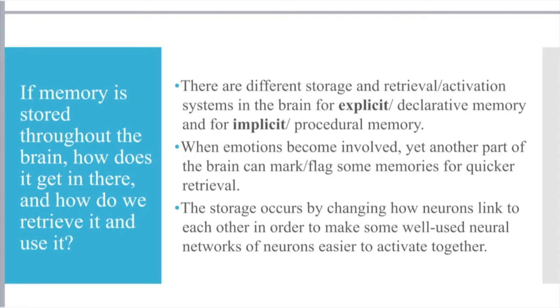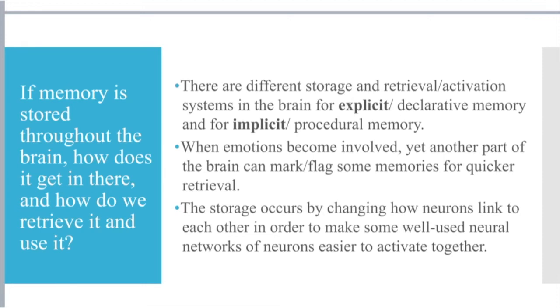When it comes to this idea that if a memory is stored throughout the brain, how does it get in there and how do we retrieve it and use it, right? It's not a clear-cut answer, right? A couple of ideas that the textbook provides I have here on the slide. There are different storage and retrieval activation systems in the brain for both explicit memory and implicit memory.